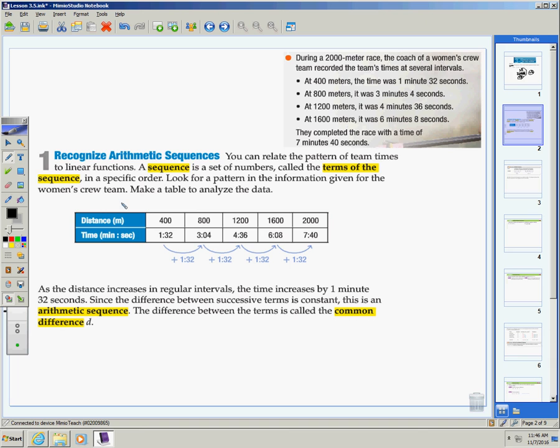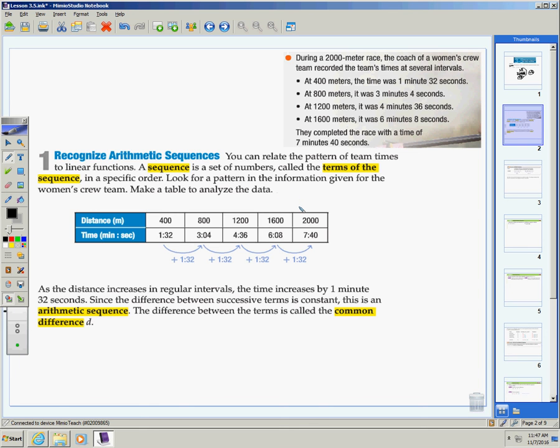And if you look at this example, we've got the time increasing at a constant rate, and we've got the distance increasing at a constant rate. We've already talked about this. When we talked about rate of change, we noticed that whenever both things increased by the same amount every time, we had a constant rate of change, which meant we had a linear function.